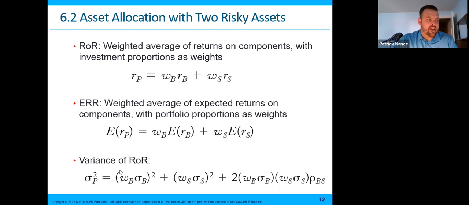And the variance of that is kind of what we just looked at, where we take the weight of the bonds squared times the variance of the bonds, plus the weight of the stocks squared times the variance of the stocks, plus 2 times the weight of the bonds, the weight of the stocks, times the covariance of bonds and stocks, to get the square version of our overall rate of return variance.